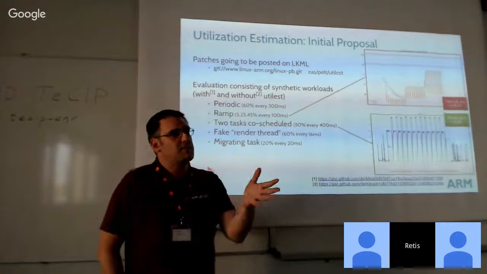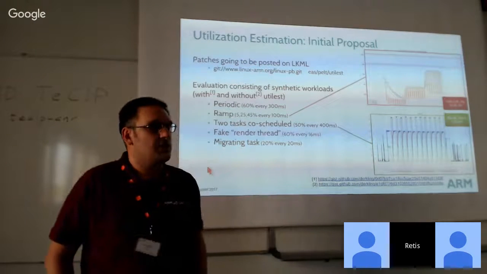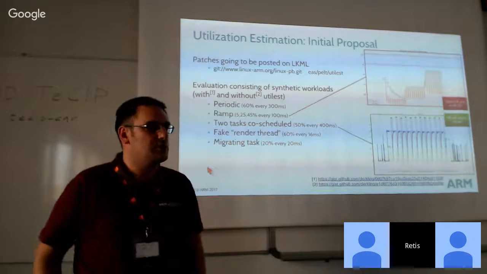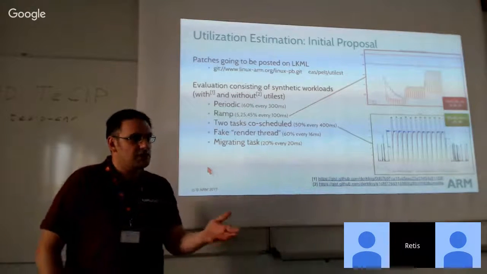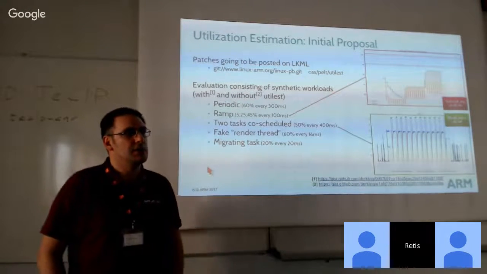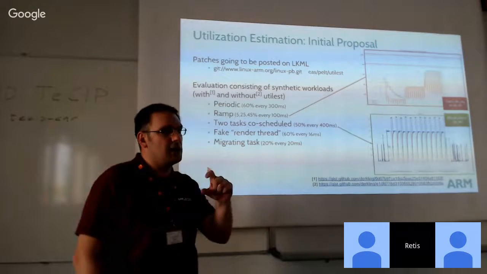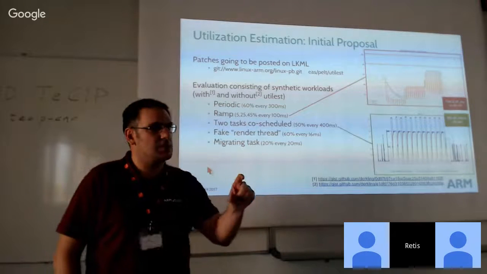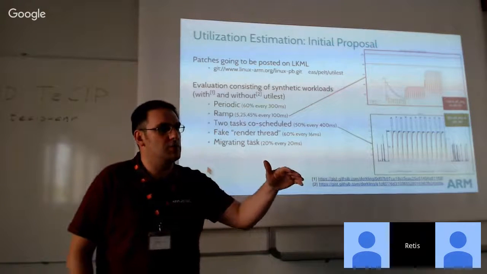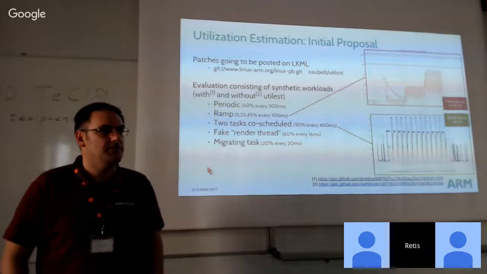I don't expect big advantages for streaming workloads that we have in Android, probably because they are really frequent activations. But if you have a task that maybe sleeps for 100 milliseconds and then it wakes up and it is like an 80% task, then in this case we can start already from that 80% capacity OPP and go straight with that value.